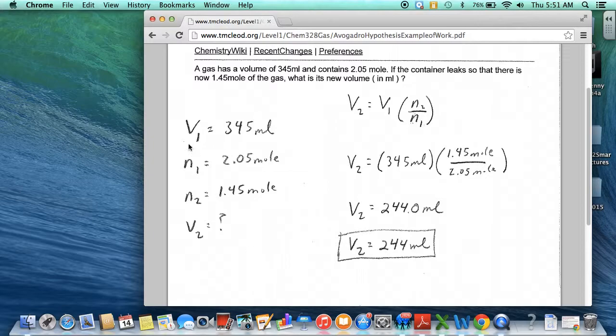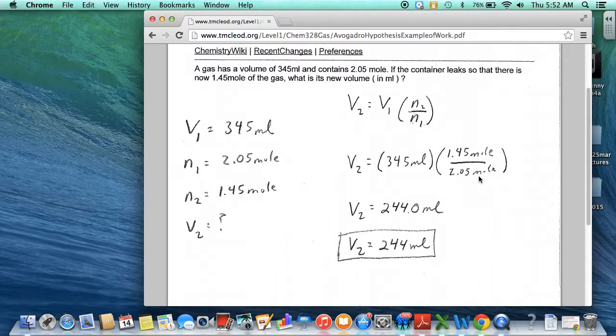So you set up your variables, and again, these are kind of like math equations. Usually one sentence gives you the information about one condition. So it says the gas volume V1 is equal to 345 milliliters. Inside there you have 2.05 moles. Then it says if the container leaks, here's your action verb, leaking. There is now 1.45 moles, and what's the new volume? So these are N2s.